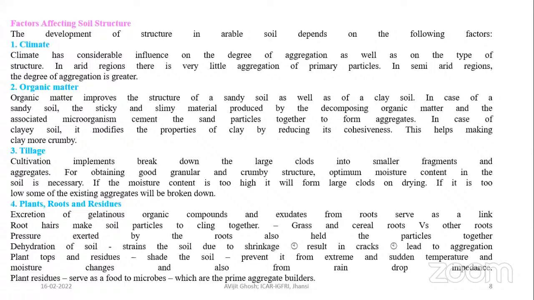Plant roots and plant residues. Plants basically excrete some gelatinous organic compounds like mucilage, carbohydrate, protein, glomalin. All these gelatinous organic compounds act as a binding agent for soil particles and enhance the stability of soil structure.